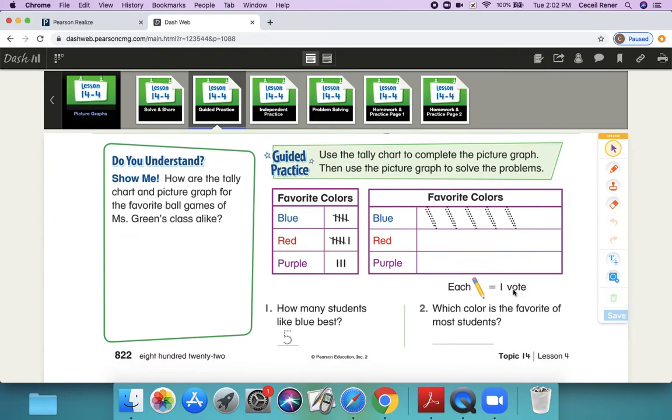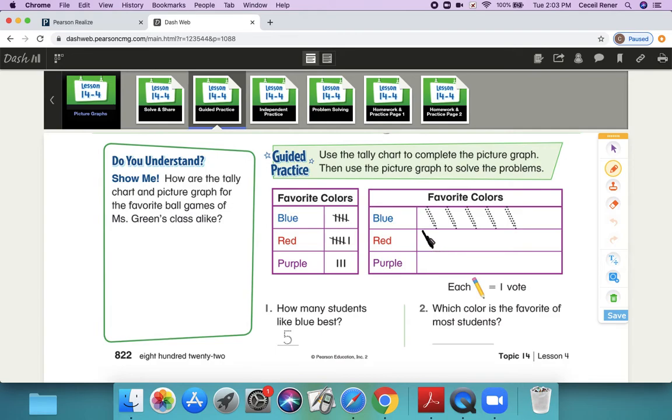Now here's what we're going to be drawing. We're going to be drawing pencils. Now they don't have to be elaborate pencils because this is an art class today. So each pencil equals 1 vote. So we have favorite colors, blue, red, and purple. And so we have how many votes for blue? 5. 1, 2, 3, 4, 5. So we drew 5 blue pencils. Now we have to draw how many red pencils? We have to draw 6 red pencils. So I want you to draw 6 red pencils.